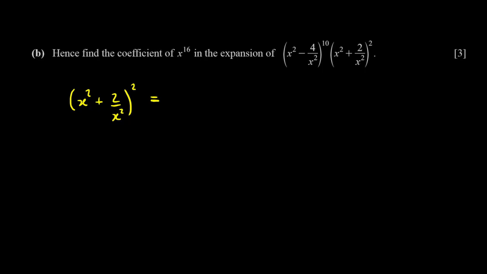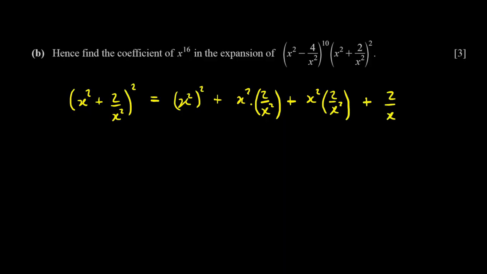I'm going to have x squared squared, like that. And I'm going to have x squared times this 2 upon x squared. And I'm going to have the same thing again. And then lastly, I'm going to have my 2 upon x squared all squared. I'm doing that slowly because a very common fault will be people will just take this, square it, and take that, square it, and that's the answer. And they're going to miss out these terms in the middle.